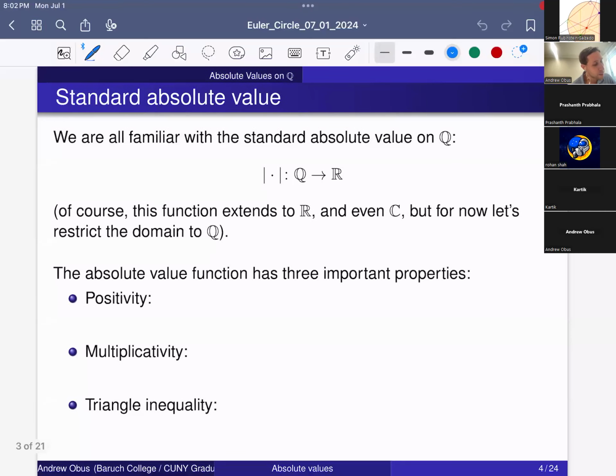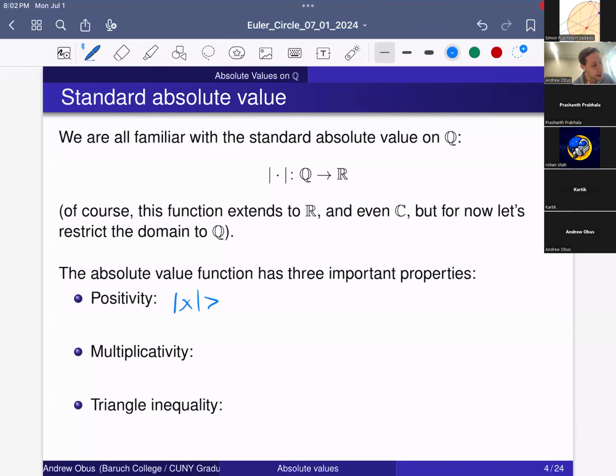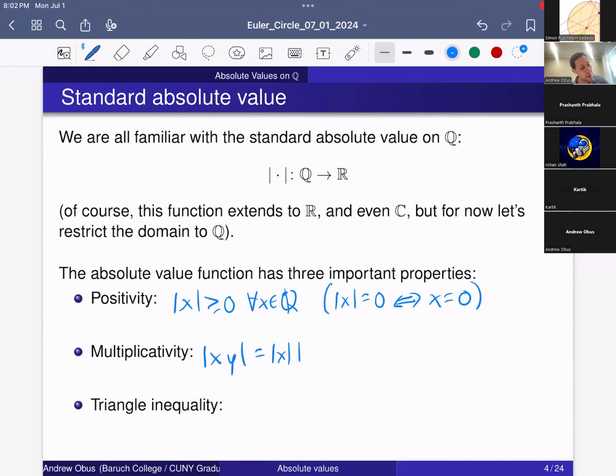So the first property is positivity. That's the absolute value of x is greater than or equal to 0 for all x in Q. And in particular, also that the absolute value of x is equal to 0 if and only if x is equal to 0. So an absolute value is always positive unless you plug in 0, in which case you get 0. Multiplicativity: if I take two numbers and take their product, the absolute value of xy is just the absolute value of x times the absolute value of y. And this is true for all x and y in Q.